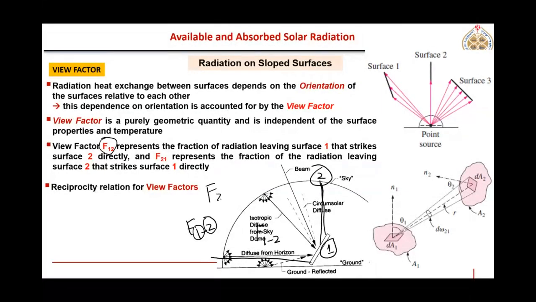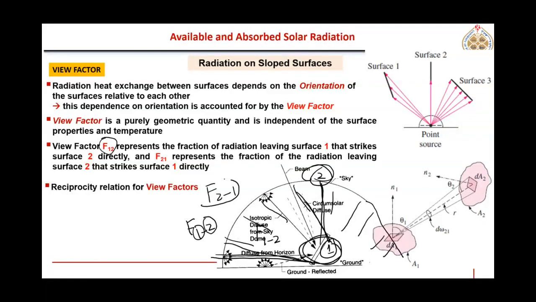F2 to 1, we call it the radiation leaving surface 2. Now this is surface 2, for example, the entire sky, and the part of it which is reaching here on surface 1, that is called view factor from 2 to 1. Okay, that is written here. This is from the radiation chapter of heat transfer for any two surfaces.